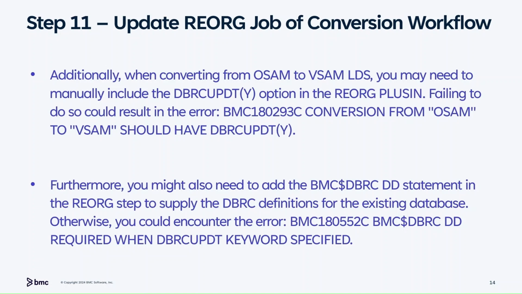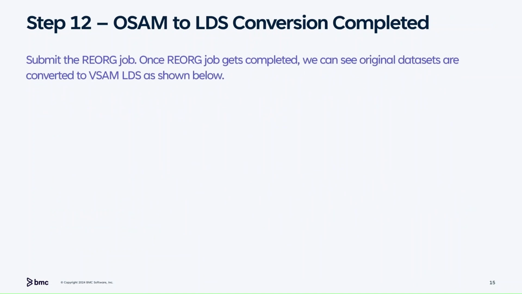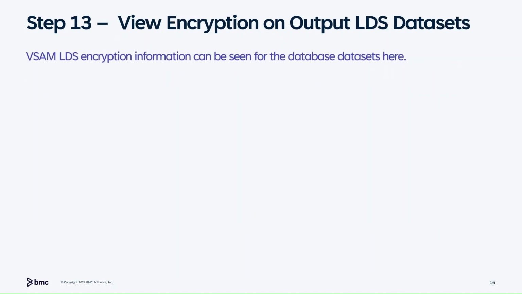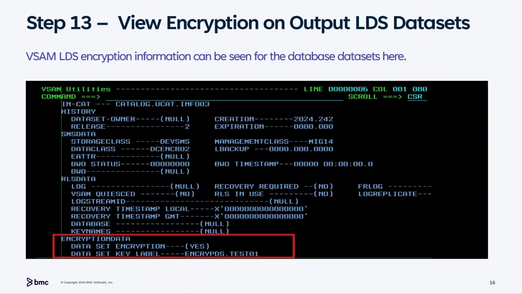Now, submit the reorg job. Once the reorg job gets completed, we can see original datasets are converted to VSAM LDS as shown below. In the end, we can see VSAM LDS encryption information for the database datasets created in the conversion.